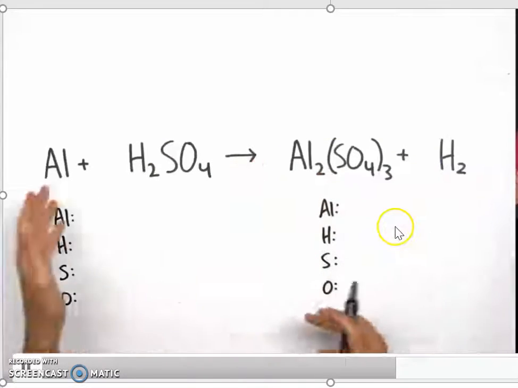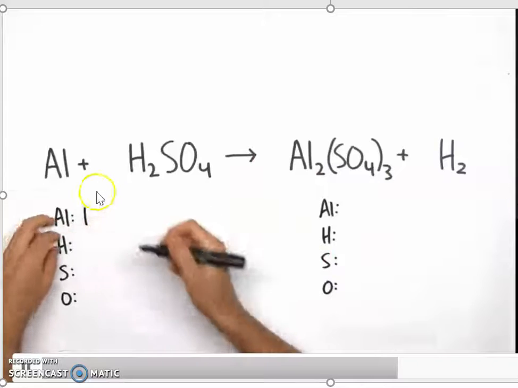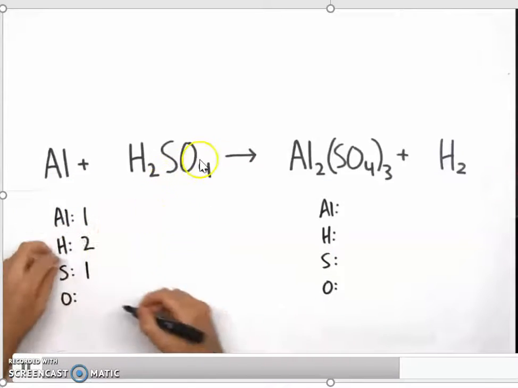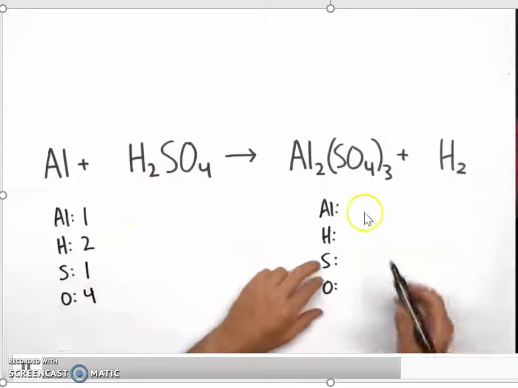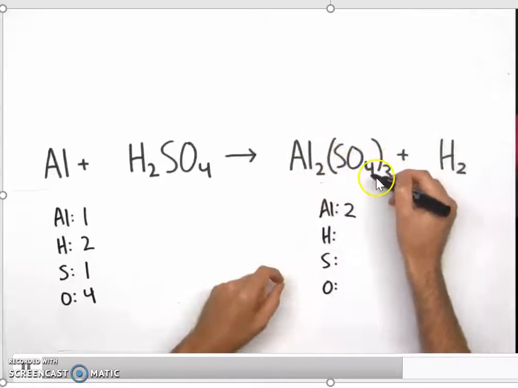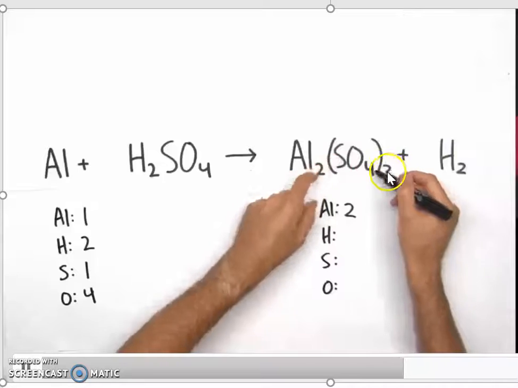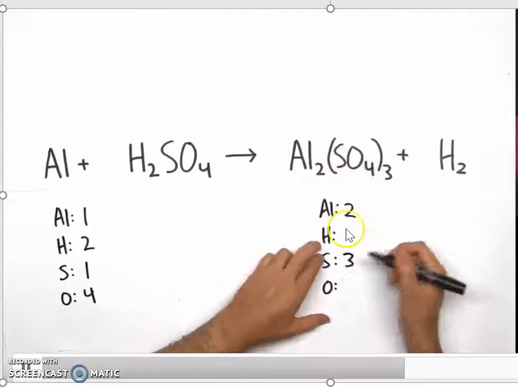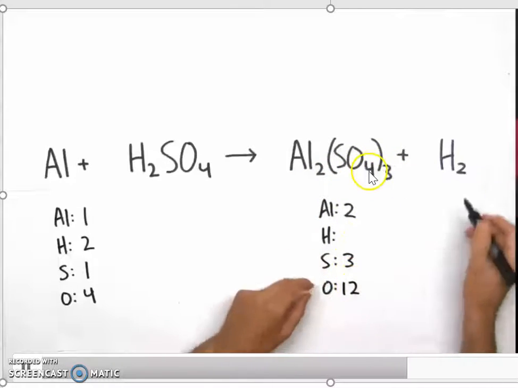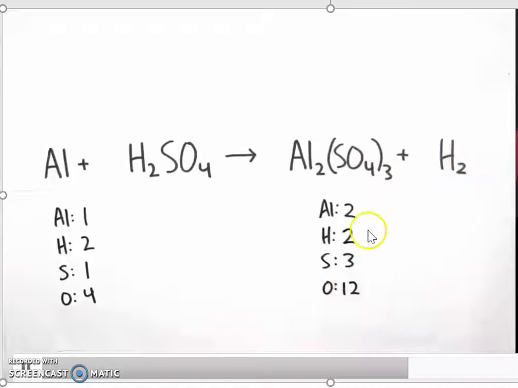Okay, let's have another example. Okay, aluminum here is 1, hydrogen is 2, sulfur is 1, oxygen is 4. Aluminum here is 2, and it's inside the parentheses, so everything in here is multiplied to 3. So sulfur is 3, oxygen is 12, because 4 times 3 is 12, then hydrogen is 2.